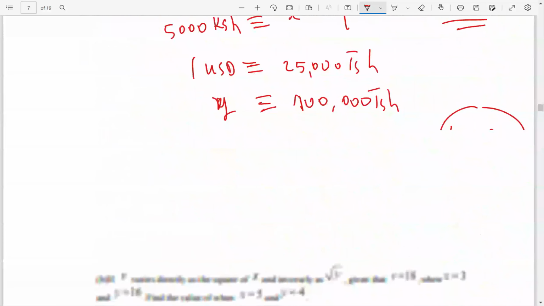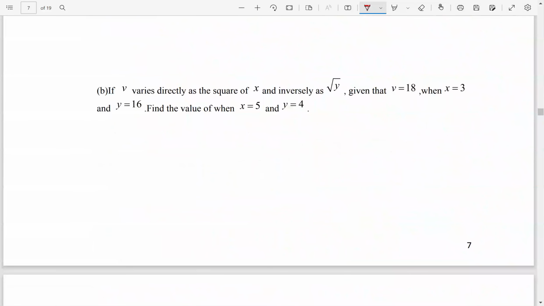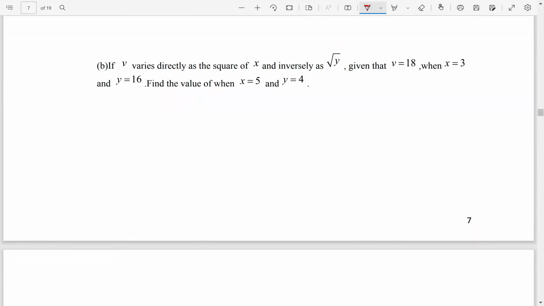We go to question number 6B, and the last question for this session. V varies directly as the square of x, and inversely as the square root of y. So we can say that V equals to kx square over square root of y. Given that V equals to 18 when x equals to 3 and y is 16.